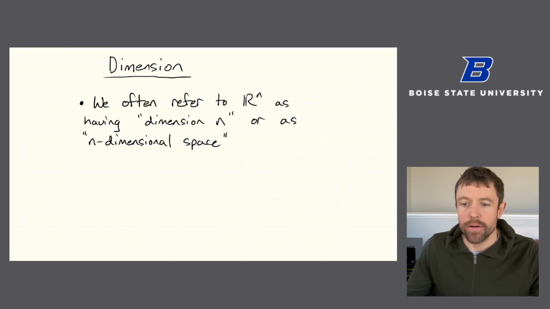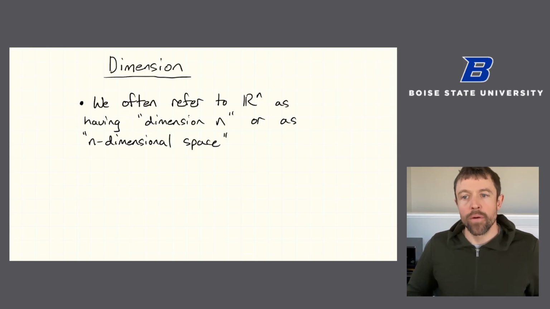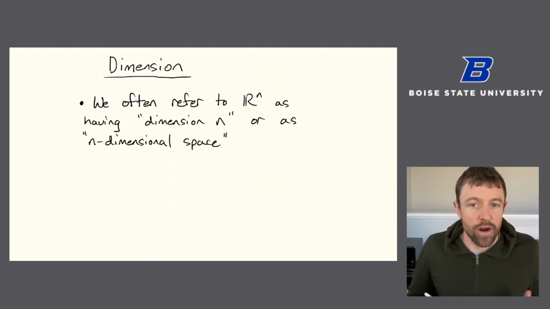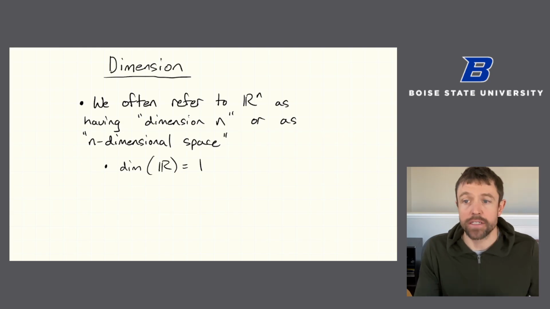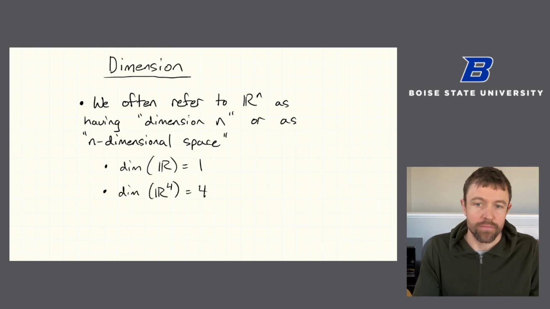In this video, I want to talk about the notion of the dimension of a vector space. When we're working with the vector space Rn, we often refer to it as having dimension n, or maybe we call it n-dimensional space. And the way this is often written is that, for instance, for just the real numbers, the number line, the dimension is 1. So we'd write dim R as 1. For R4, the dimension's 4. This is 4-dimensional space. And for Rn, the dimension's n.